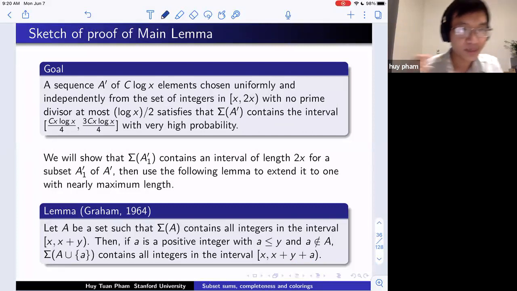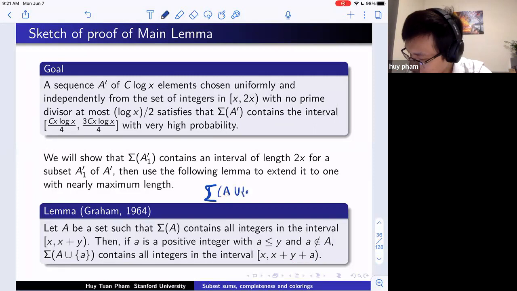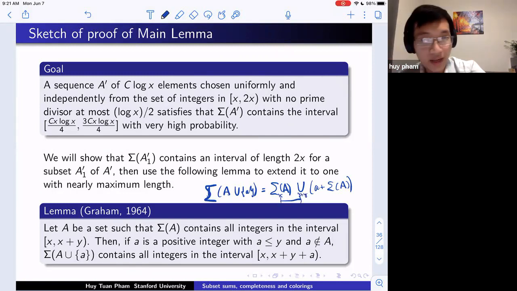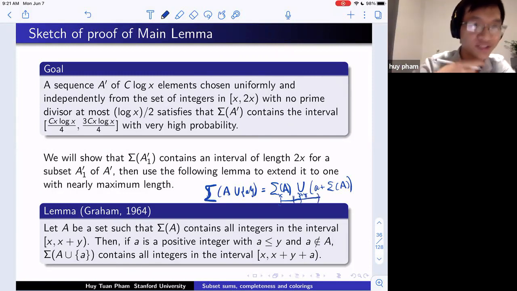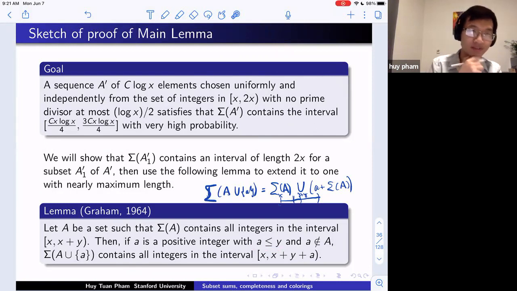And the proof of this is kind of similar to the one we saw for entirely completeness. So let me write a useful but simple identity. Sigma of A union this extra element little a is simply sigma of A union A plus sigma of A. And therefore, if you have an interval from x to x plus y in sigma of A, once you shift this interval by a, you will simply get a longer interval whose length is extended by a. Once you have this condition that a is smaller than or equal to y, which is an important condition.